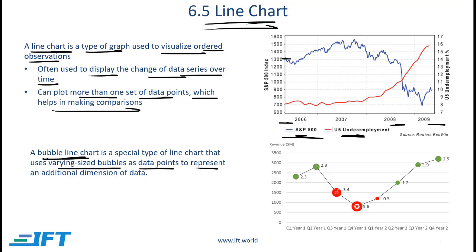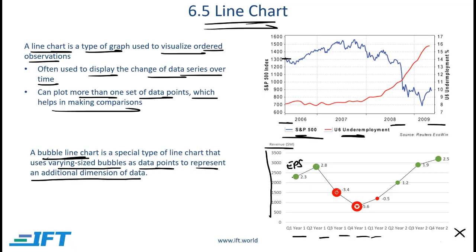as data points to represent an additional dimension of data. So here we are looking at revenue on the y-axis and then different time periods on the x-axis. So this line over here represents revenue. Let's say for a given company, the revenue went up from Q1 to Q2 in year one, and then the revenue came down. Now, in addition to looking at revenue, we might also be interested in earnings per share.